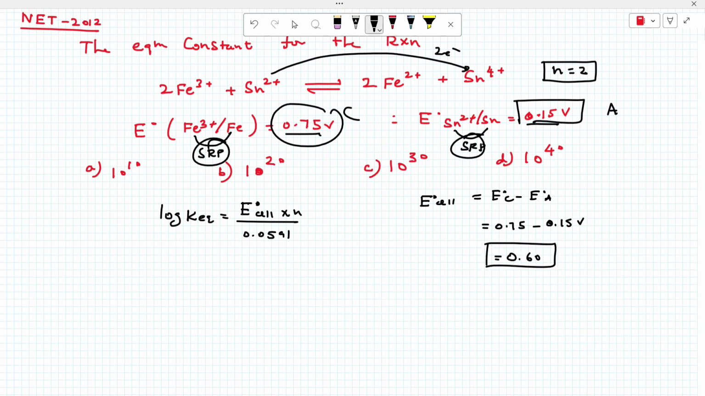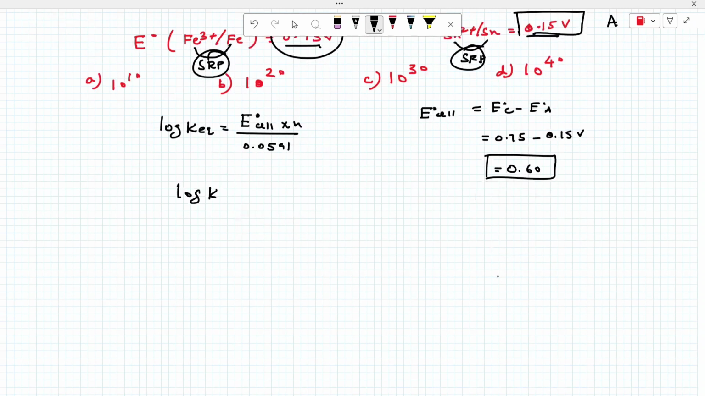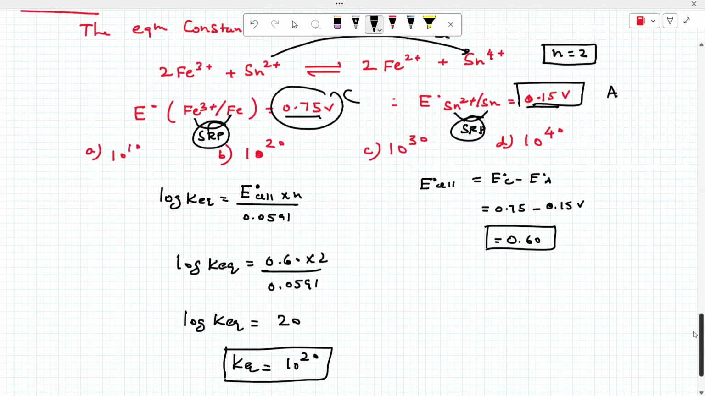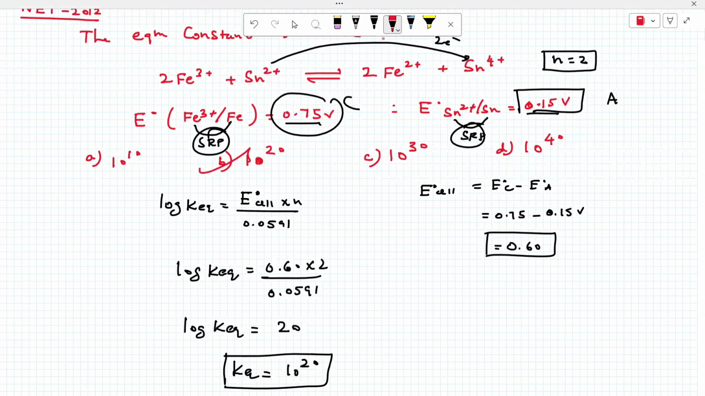That's how simple it is. Substitute. Log K equilibrium equals 0.60 by 2 into 0.0591. Now what is the answer? Log K equilibrium equals 20. Therefore, K equilibrium is 10 power 20. Important, please note. What is the answer? Option B. Understand? Shall we go to the next question?